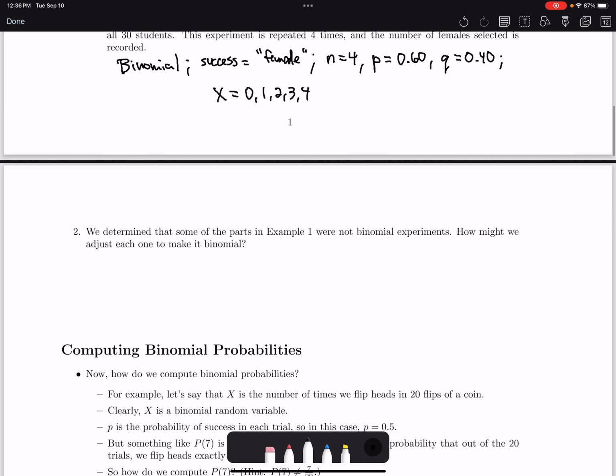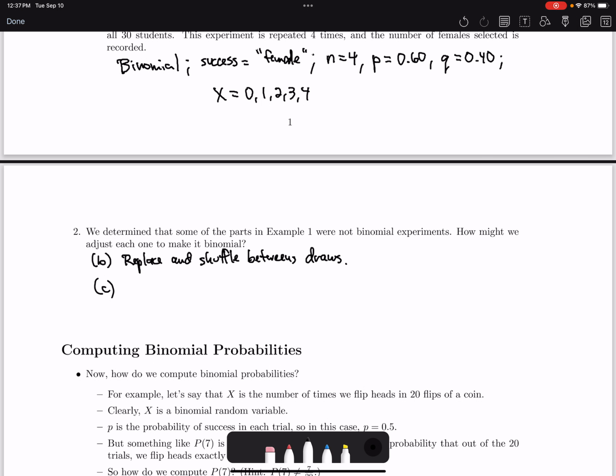So for part B, I would say replace the card and shuffle between draws. I don't know if that's the correct terminology, but I think you understand what I'm saying.